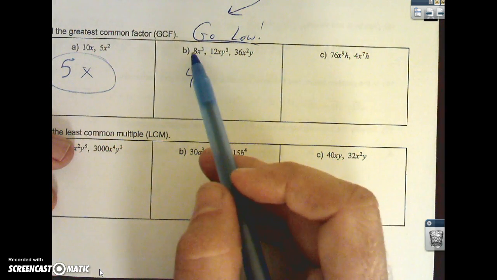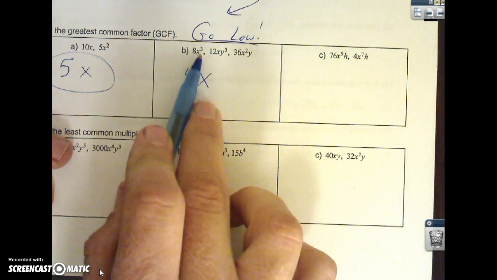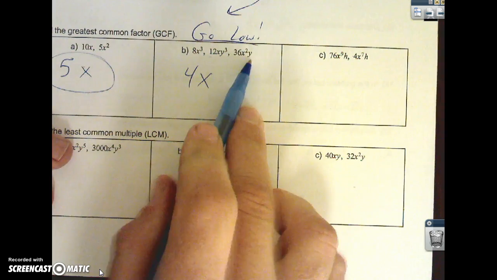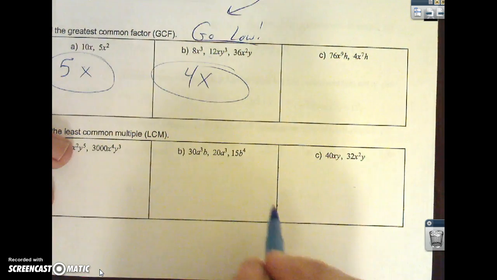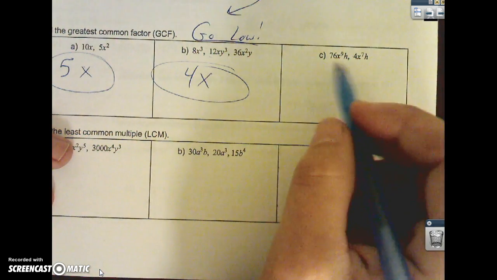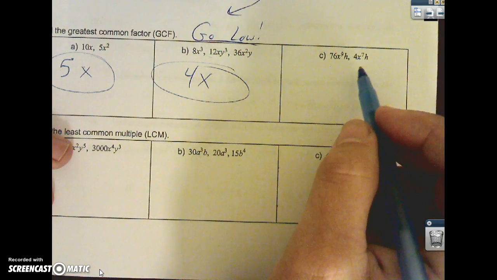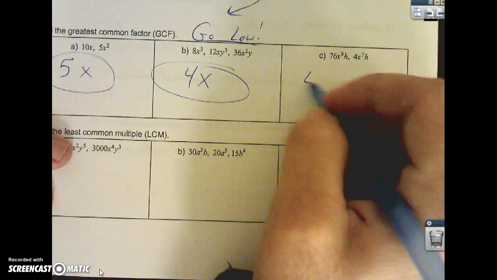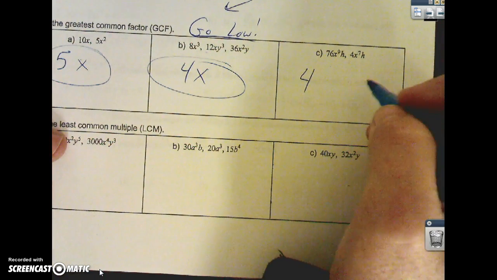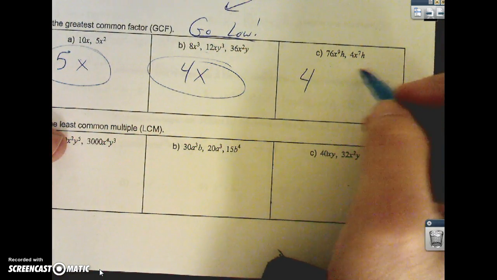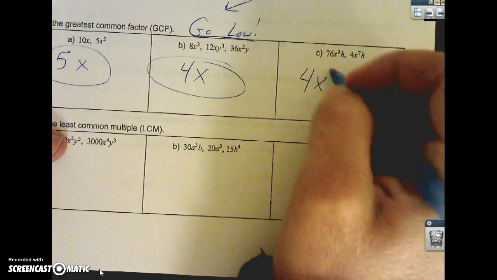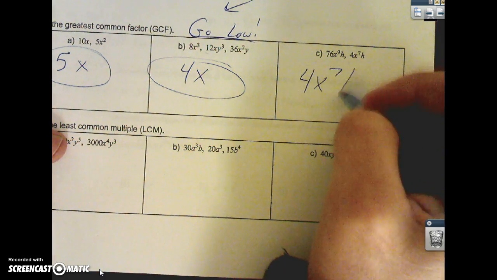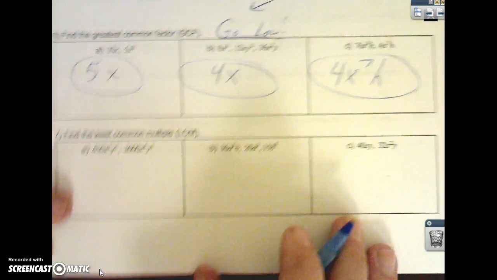Okay, as far as low goes, x cubed, x squared. The lowest is x. Nothing, y cubed, y. The lowest is nothing. Boom. 76 and 4, looking at my GCF here, can 4 go into 76? It can, so our GCF is 4 here, which is fine. X to the 9th, x to the 7th, x to the 7th is low, h and h, h.